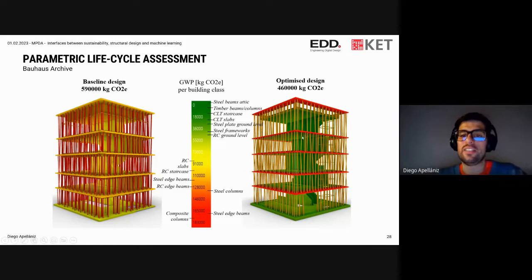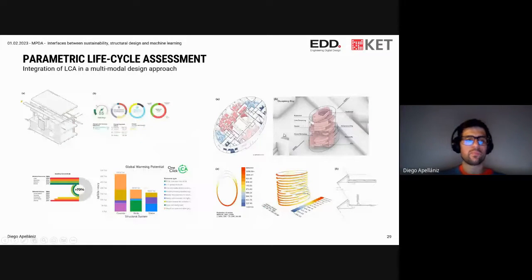And this visualization with the Grasshopper plugin also helps see, first, if the life cycle assessment makes sense, and secondly, where the so-called carbon hotspots are that you might need to optimize in order to cut down the CO2 emissions.